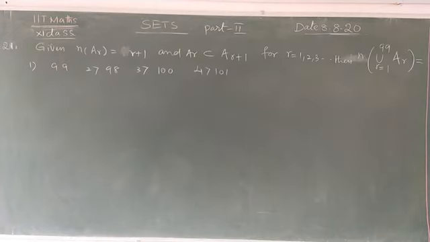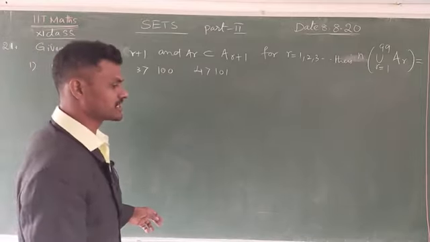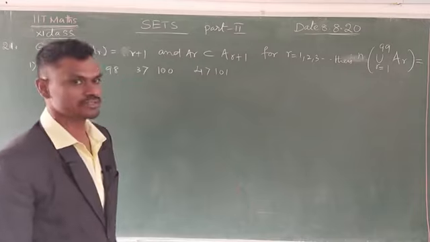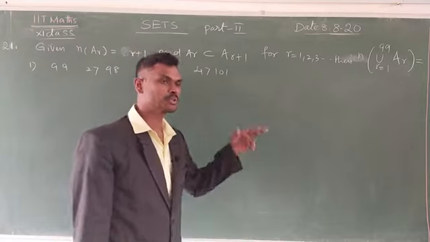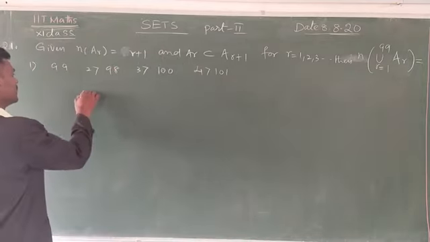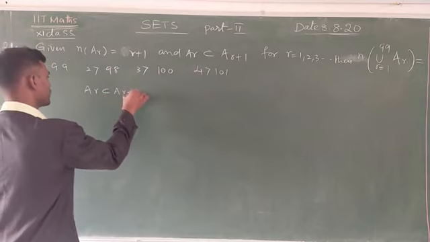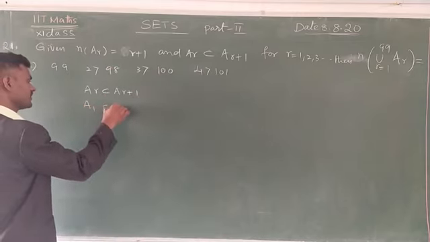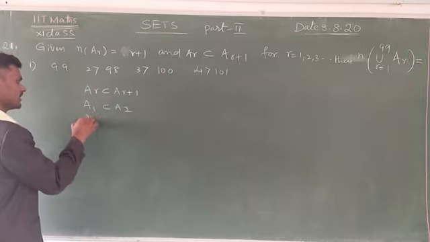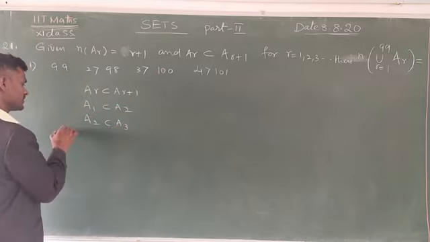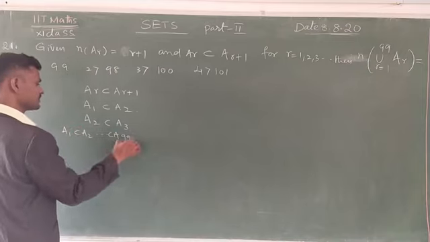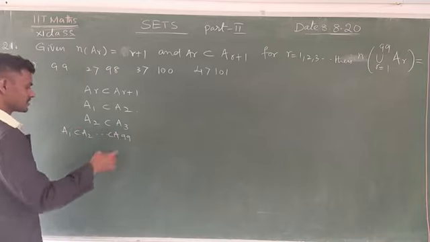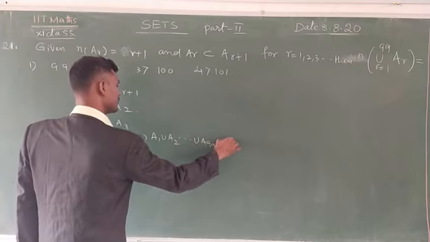Next problem 21. Given n of A_r is equal to r plus 1 and A_r is a subset of A_(r+1), then r is equal to the set of 1, 2, 3, 4 and so on. Then find the value of n of the union of A_r for r equal to 1 to 99. See here A_r is a subset of A_(r+1). That means A1 is a subset of A2, then A2 is a subset of A3. That means A1 is a subset of A2 is a subset of, and so on, A99. Its union you can take, means A1 union A2 union and so on up to A99 is equal to A99 only.